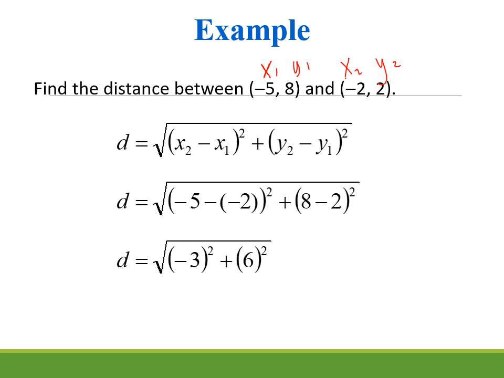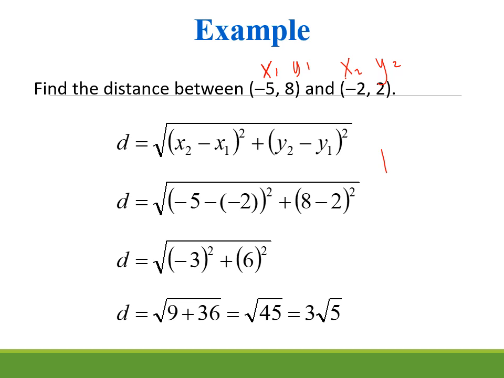I'm going to clean it up. -5 minus -2 makes -3. 8 minus 2 makes 6. -3 squared is 9, and 6 squared is 36. And 9 plus 36 is 45. And the square root of 45 equals 3 square root of 5.